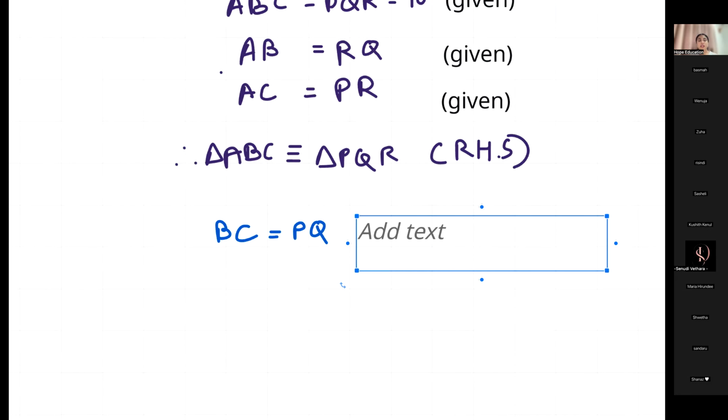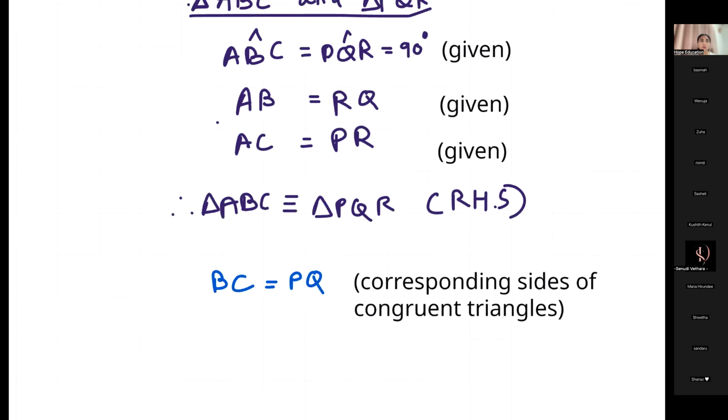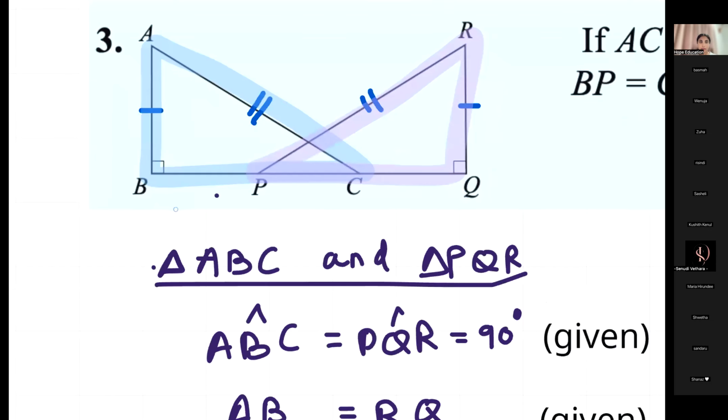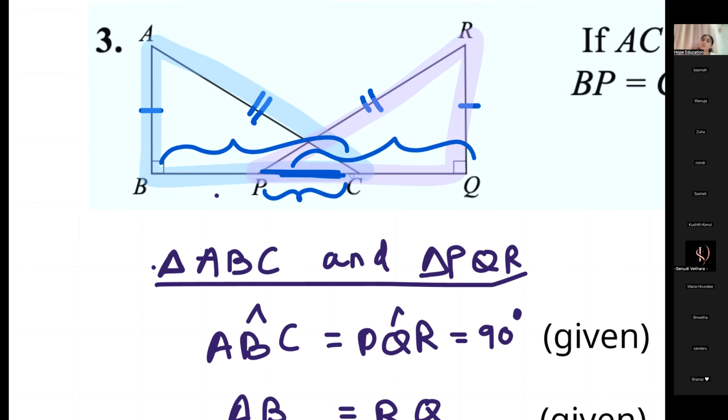Then can you see now, BC is equal to PQ. BC is this one, PQ is this one. Can you see that to both these sides, this PC part is common? The PC part is included in BC, and in PQ it is common too. Can you see that? Give me a thumbs up if you notice that.